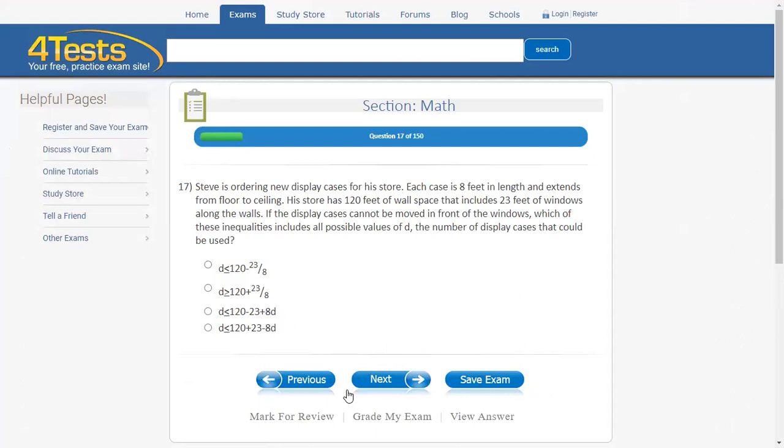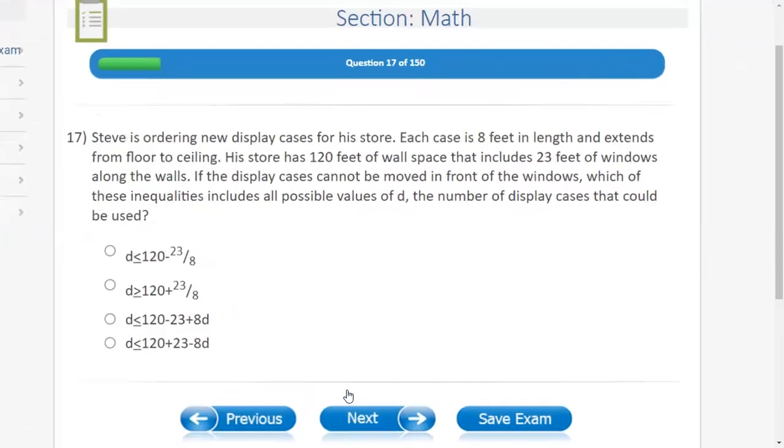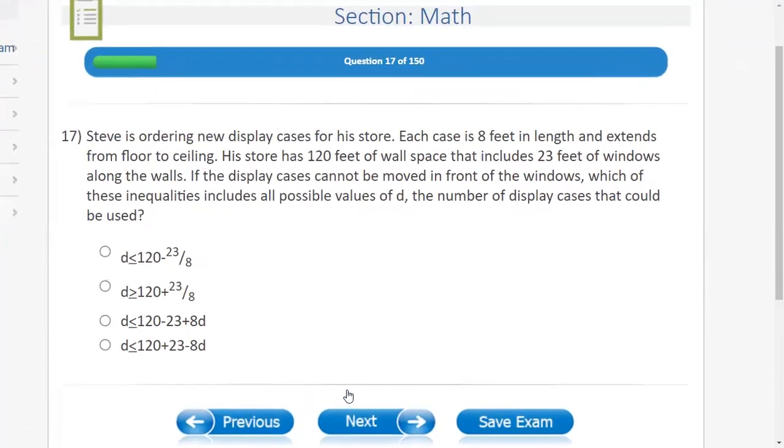Now let's see. I am zooming in so you will be in a better position to read this. Steve is ordering new display cases for his store. Each case is 8 feet in length and extends from floor to ceiling. His store has 120 feet of wall space that includes 23 feet of windows along the wall. If the display cases cannot be moved in front of the windows, which of these inequalities includes all possible values of D, the number of display cases that could be used?